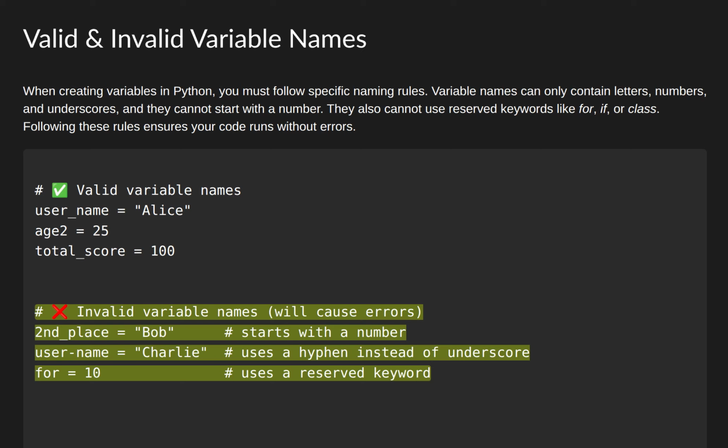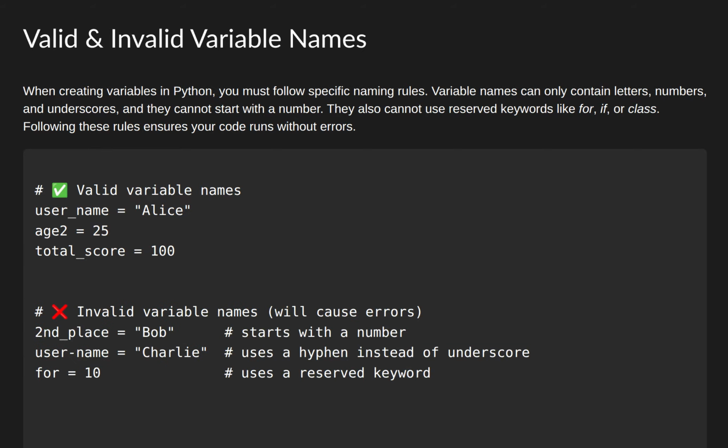Here, user_name, age2, and total_score are all valid, because they use only allowed characters and do not start with a number or use reserved words. By contrast, 2nd_place is invalid because it starts with a number. User-name is invalid because it uses a hyphen instead of an underscore. For is invalid as it uses a reserved keyword. Using invalid names will cause errors when you run your code.